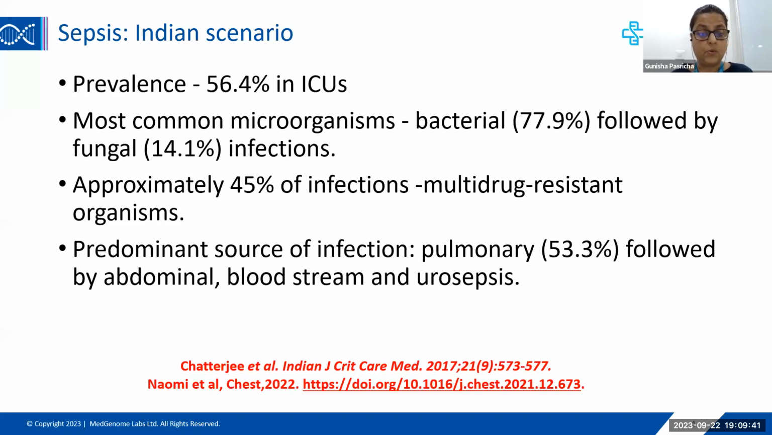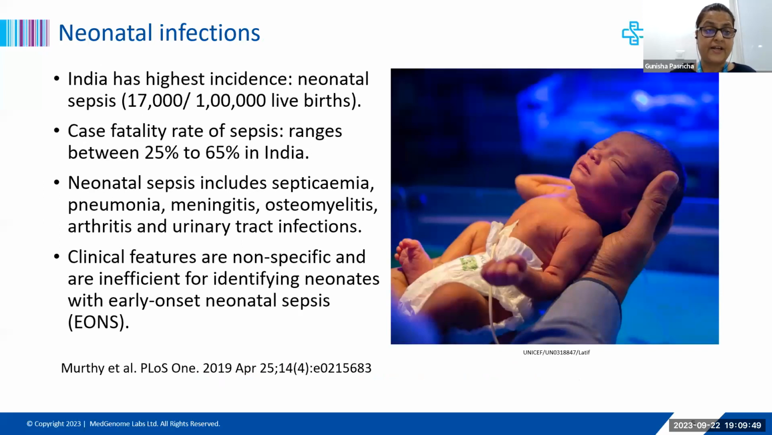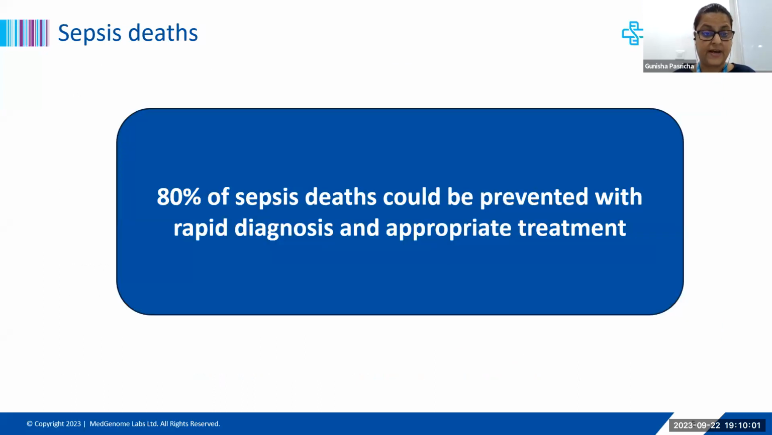The predominant sources of infection are pulmonary, abdominal, bloodstream, or urosepsis. Among neonatal infections, India has the highest incidence of neonatal sepsis, about 17,000 per 1 lakh live births, and the case fatality ranges from 25 to 65%, which is again of great concern. 80% of sepsis deaths could be prevented if we have rapid diagnosis or appropriate treatment. Unfortunately, it is such a grave problem, but still the deaths happen, and we do not have a proper solution for diagnosis of sepsis.